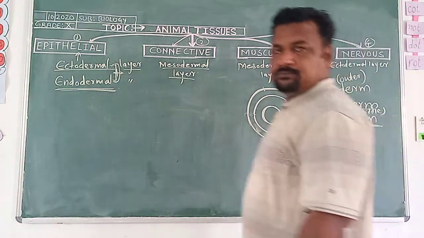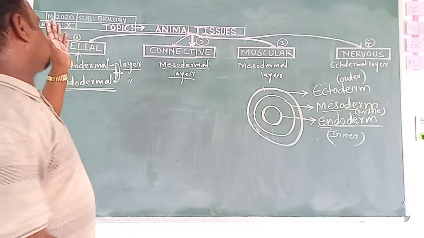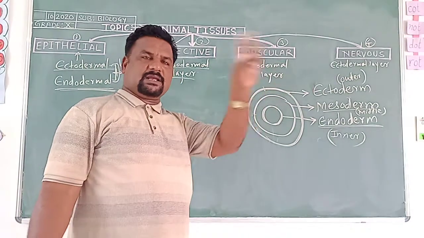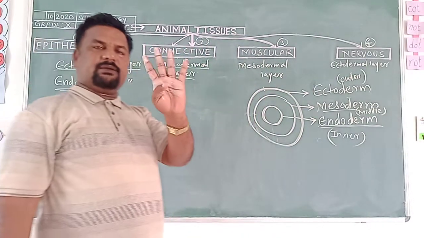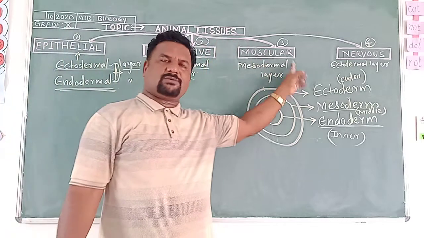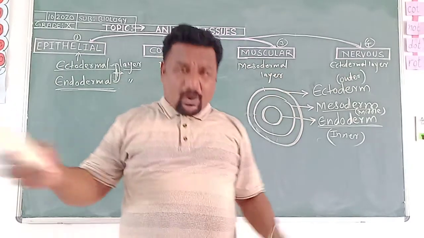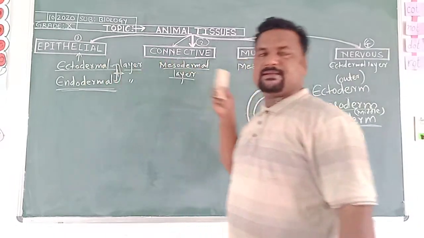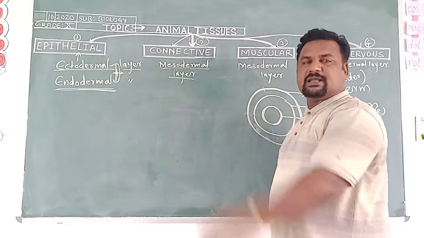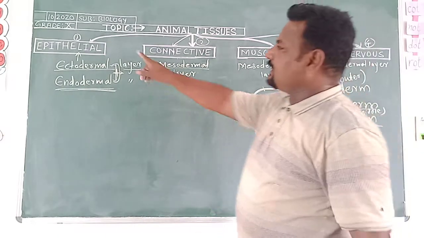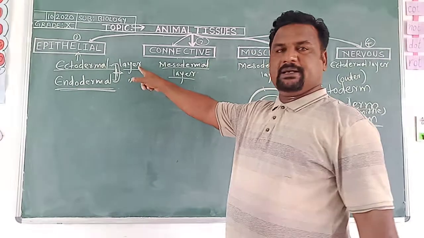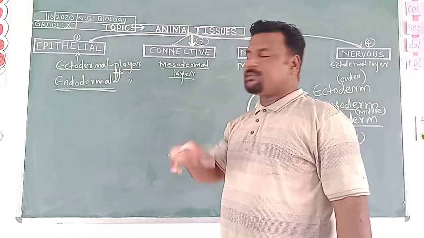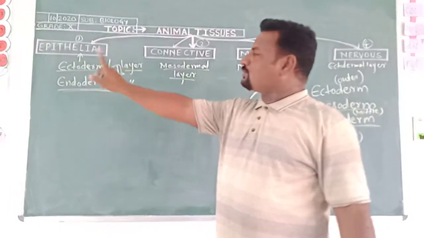Is it clear, children? Now, see here. Animal tissues are mainly classified into how many divisions? There are 4 main divisions: epithelial, connective, muscular, and nerve tissues. So how are they derived? Different layers of the embryo are responsible for the formation of different tissues in animals, such as epithelial tissues, which are formed from the ectodermal layer. In addition, the tissues in animals associated with the digestive system are formed from the endodermal layer also. So what is the ectodermal layer?